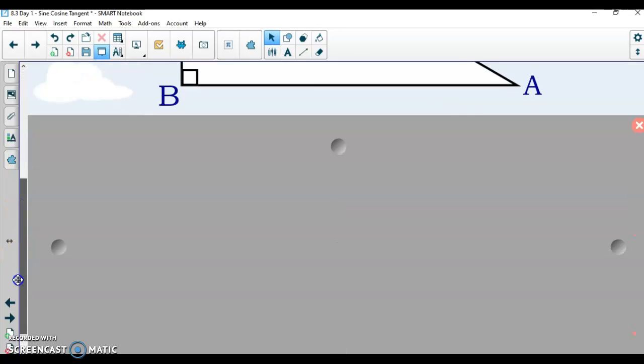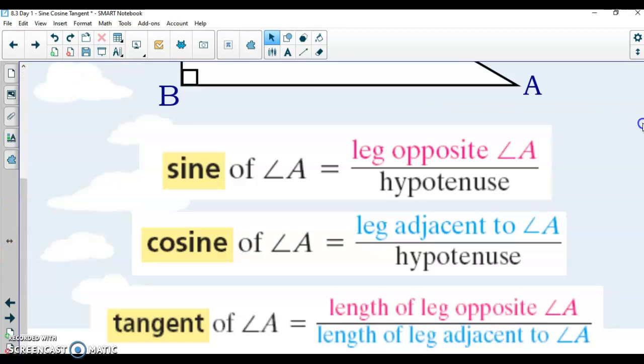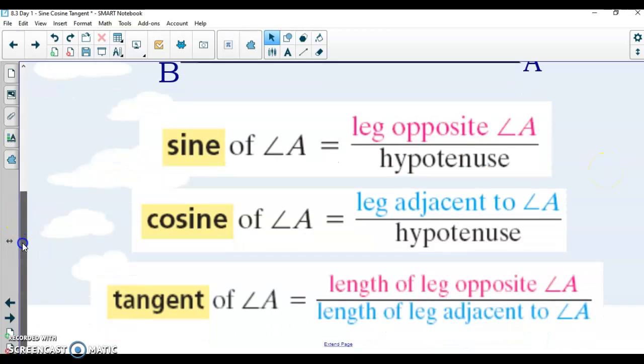Now that we've taken some time to practice those different ratios, we have three tools we can use to help us solve for missing sides or missing angles on a right triangle. Our three tools are the sine, cosine, and tangent functions. You'll notice that all three of these use two different side lengths from the right triangle.